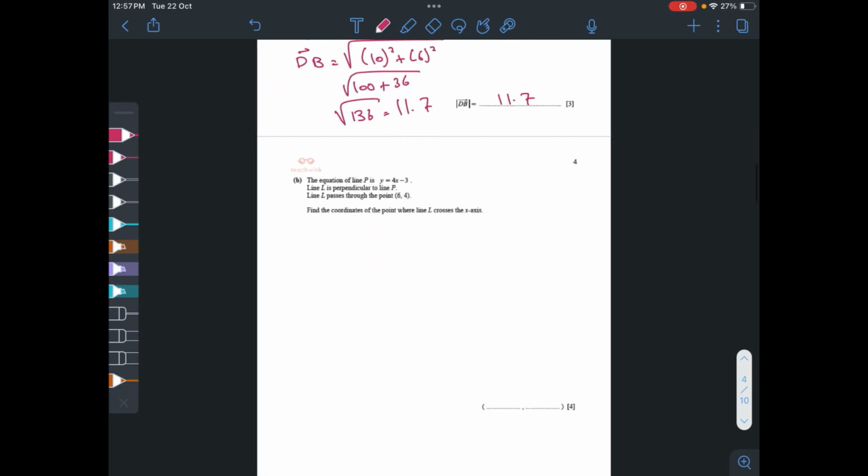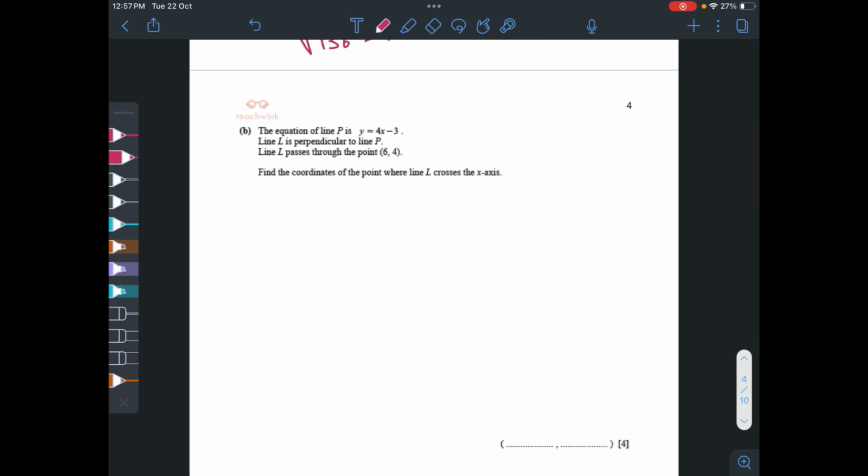Okay, next part. It says the equation of line P is y equals 4x minus 3. Line L is perpendicular to line P. Line L passes through the point (6, 4). Find the coordinates of the point where line L crosses the x-axis. The first thing that you need to do is find the equation of line L.